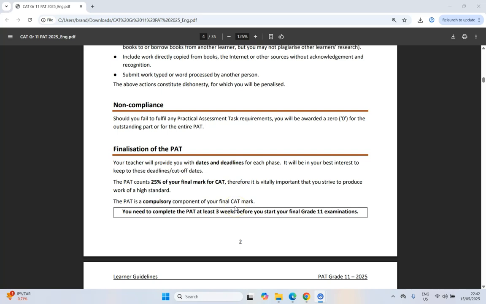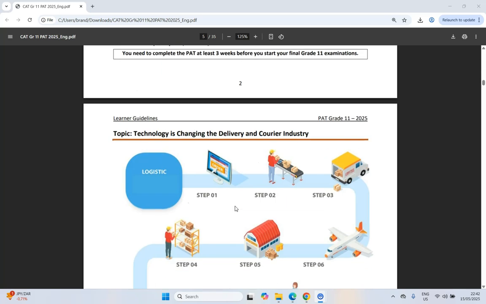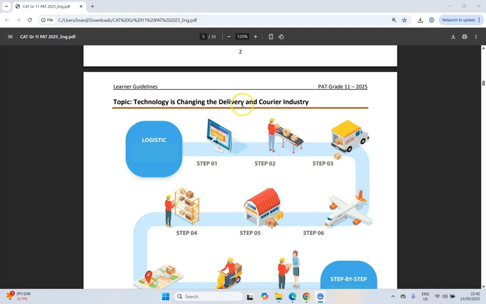So let's talk about what the topic is for the 2025 grade 11 PAT. And the topic is the change in the delivery and courier industry. So they're talking mainly about those times when you want to buy something from Temu or Shein, or you buy something on Takealot, and there's a process where you get notifications regarding the package is being collected, the package is now en route, those types of things. So it's something to do with the logistics of courier companies.